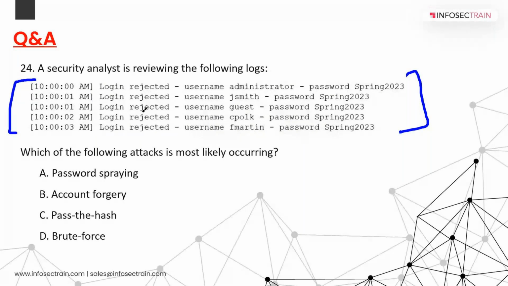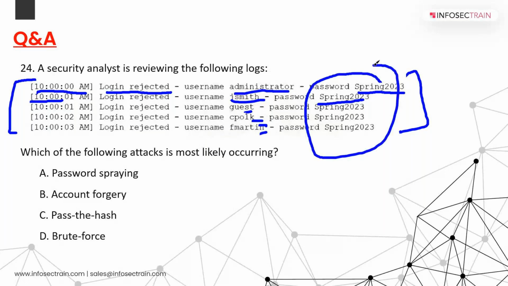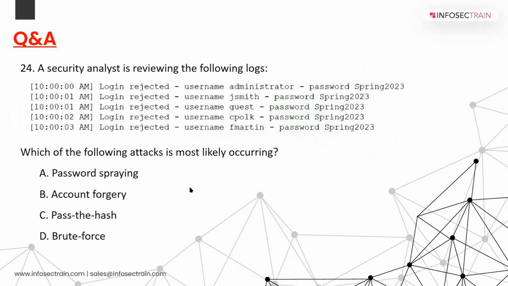Here it says that at 10 a.m. the login was rejected. Username was administrator, password was Spring 2023. This is another one: the username is Jamith, the password is Spring. You see that the username keeps changing, but the password remains the same. Yesterday we talked about it, and all of you have given the correct answer. The password spraying is the correct answer.